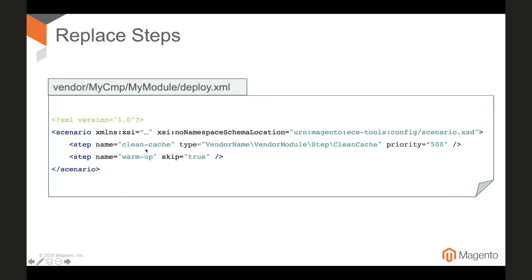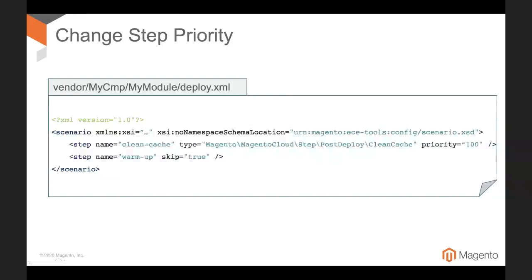By the way, I want to mention that if you want to override just one attribute in the step, you need to provide all other attributes. It's how it works right now. The same situation applies with changing priority. If you want to clean cache first before all other steps, you need to set not only priority as 100, you also need to duplicate the type for the steps which was defined in the default scenario.